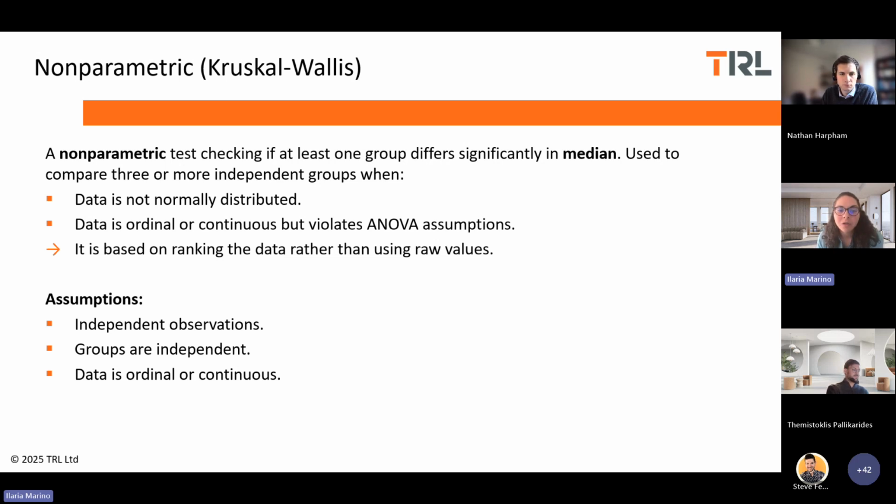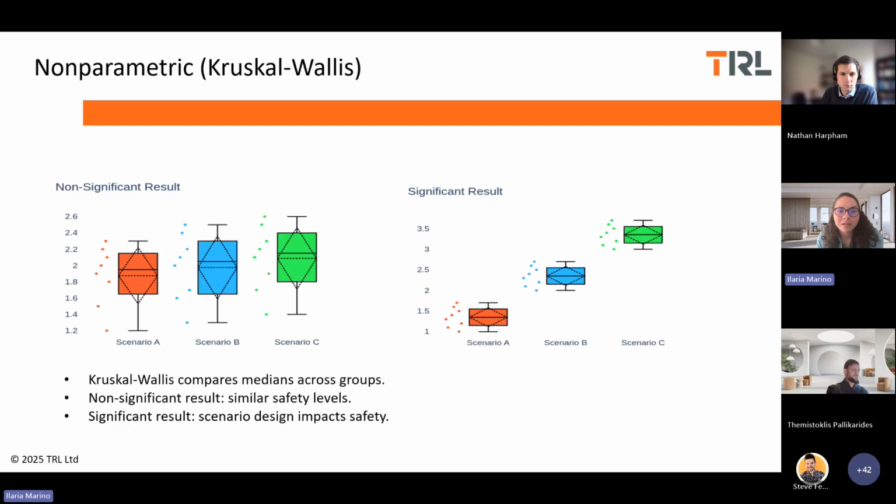of the distribution. To get this with a visual example, we can think of the scenario that we were analyzing before. Let's think about time to collision, and we have 2 different scenarios. In the scenario on the left, we have non-significant results, so the distributions are quite similar, and on the right we have significant results.